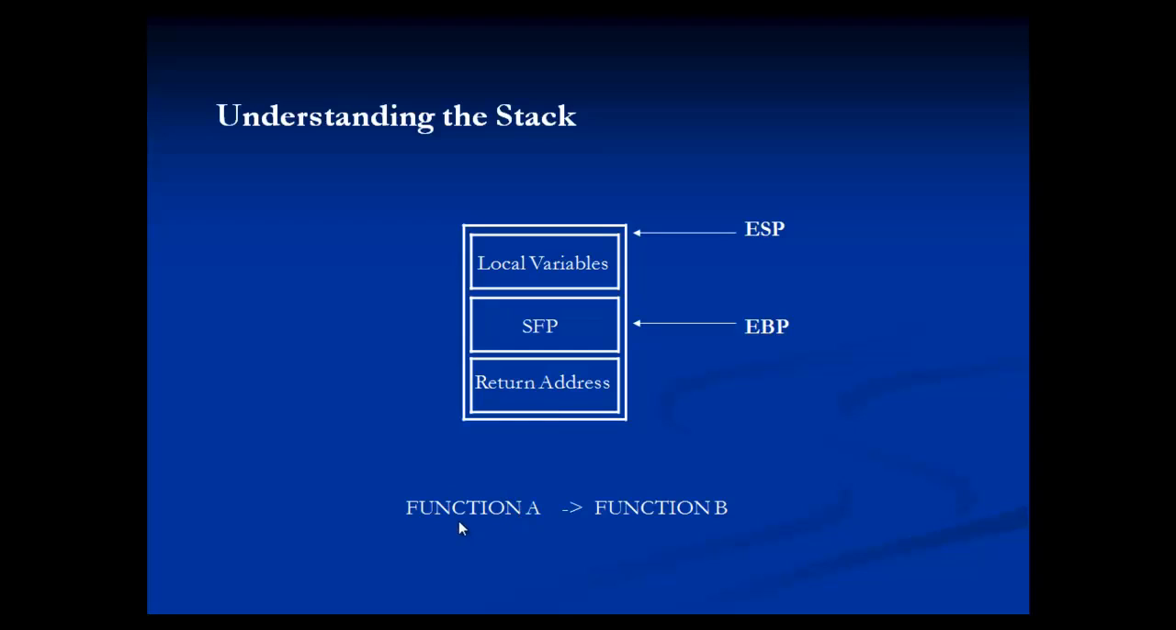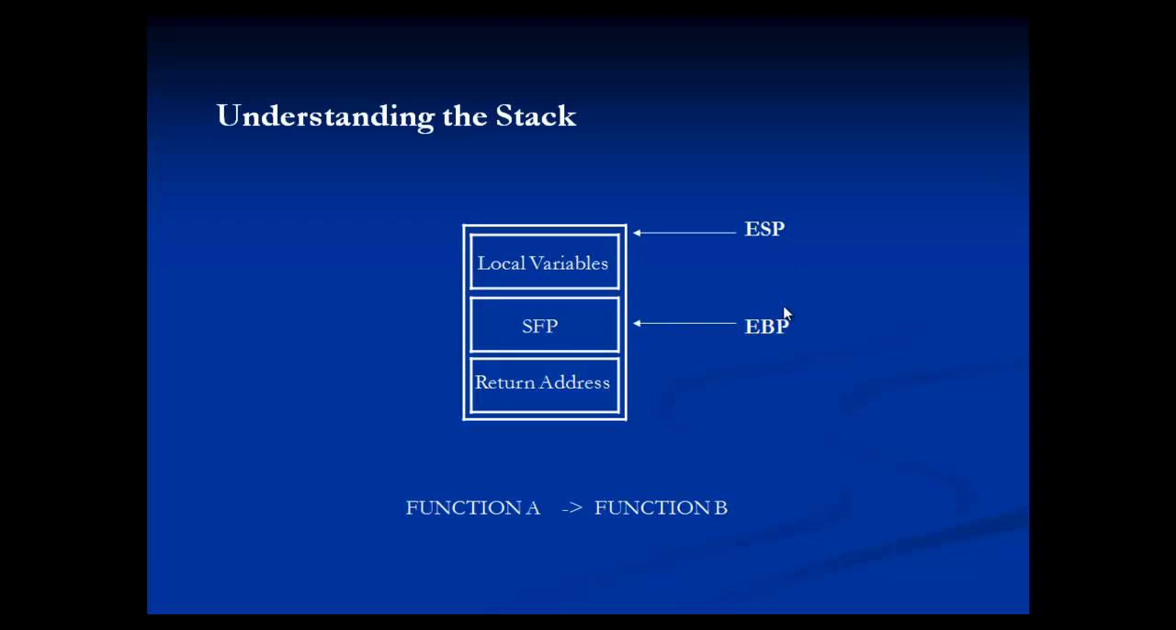Because function A has made a call to function B, after completing the execution of function B, it has to go back to function A. It has to execute the next instruction, and the address of that next instruction will be stored in this return address. Now SFP, the stack frame pointer, holds the location of function A's SFP. It means function A's stack frame pointer, and the location of the current stack frame pointer will be stored in a register called EBP, extended base pointer.